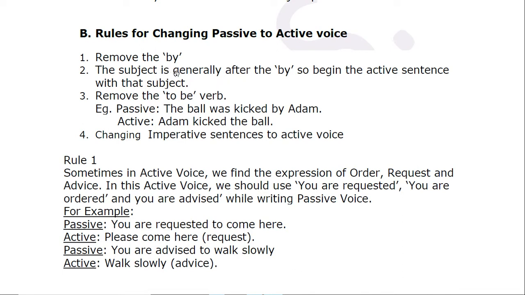Remove the by. The subject is generally after the by. So begin the active sentence with that subject. Remove the to be verb. To be verbs are was, were, is, am. All these are the to be verbs. Example. Now how you change it.